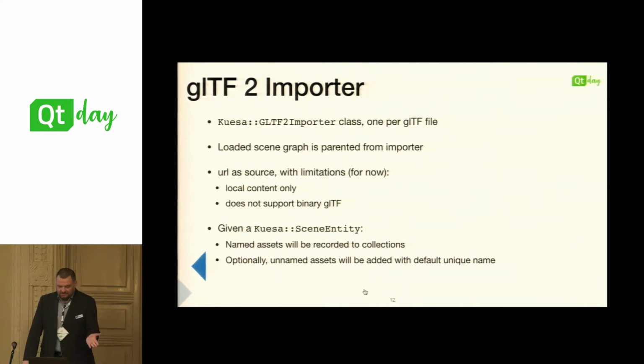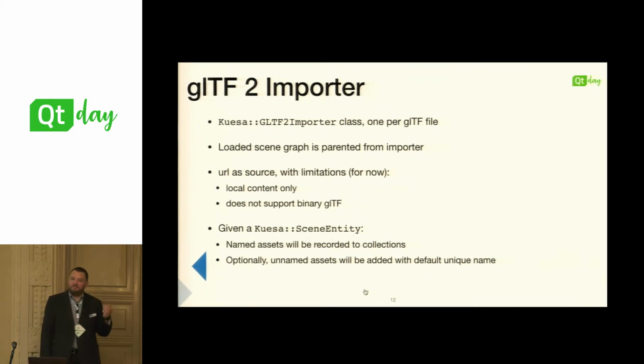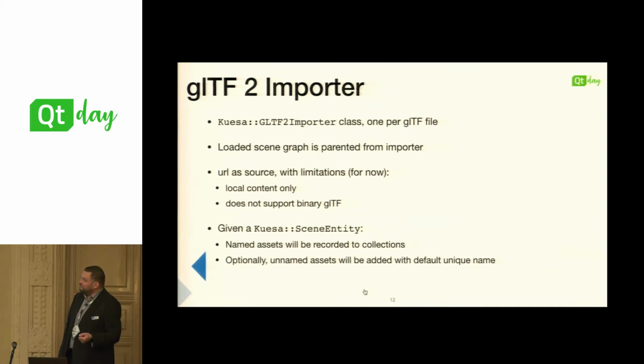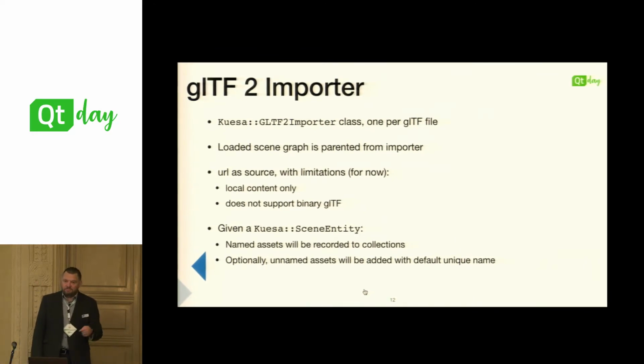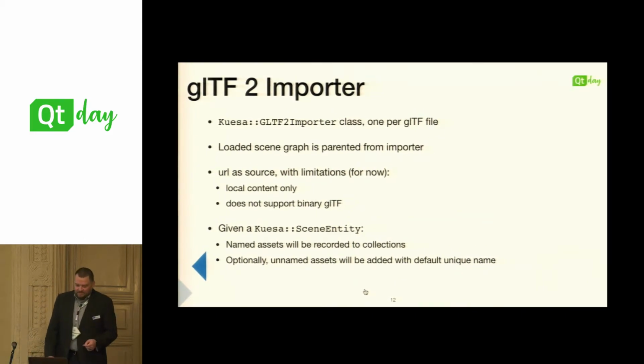So the importer, I just mentioned it. All the data gets parented from the importer, which means you can then apply transformations to your entire model. The source is a URL with a few limitations. For now, we only support local content, so not stuff downloaded from the web, and it does not support binary GLTF, which is a different version of the file format. It will once somebody approves my patch, okay, which is pending on GitHub.